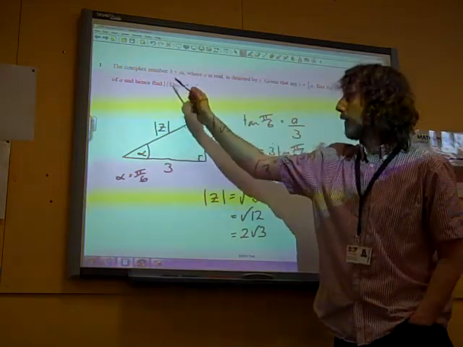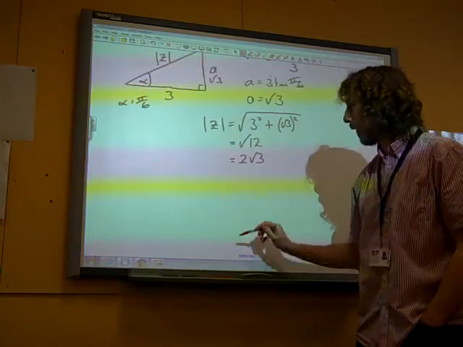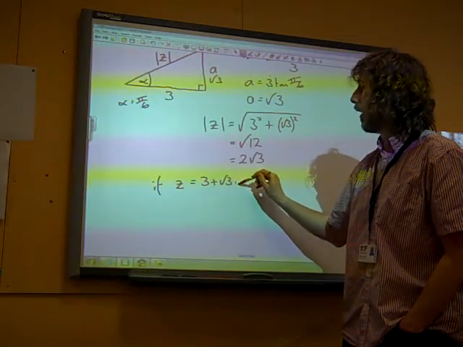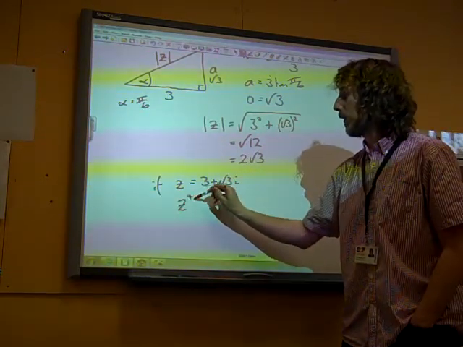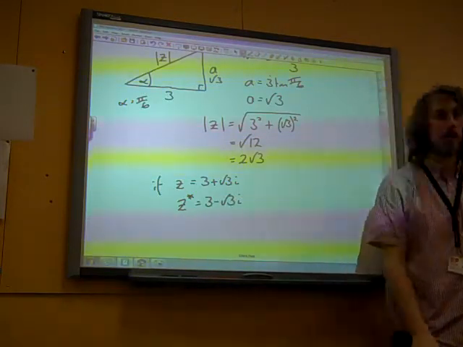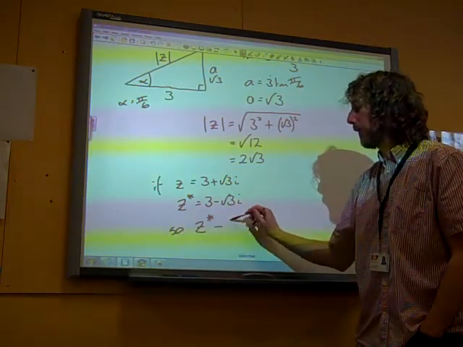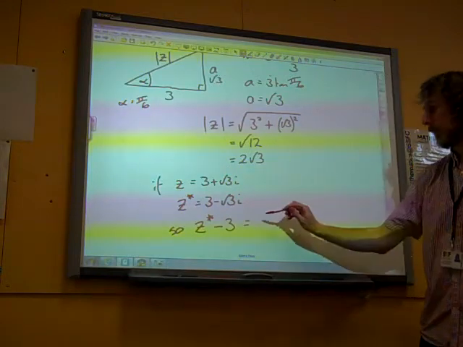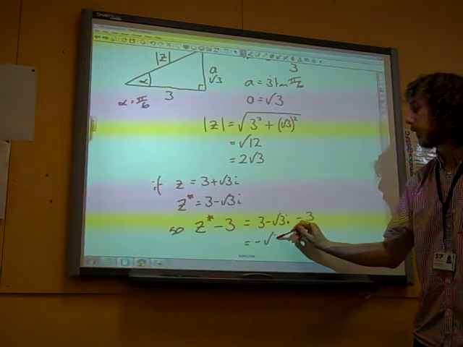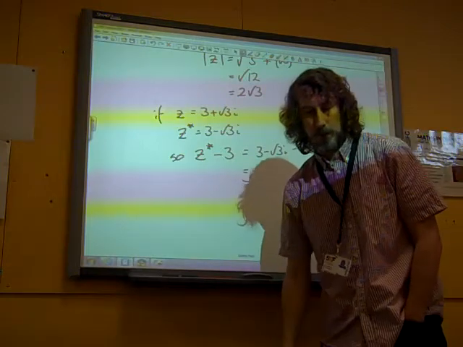Find the value of a and hence find that. And right, the conjugate minus 3. So if z equals 3 plus root 3i, that is 3 minus root 3i, the complex conjugate of z. And so that minus 3 is 3 minus root 3i, take away 3, which is just minus root 3i, and there is our final answer.